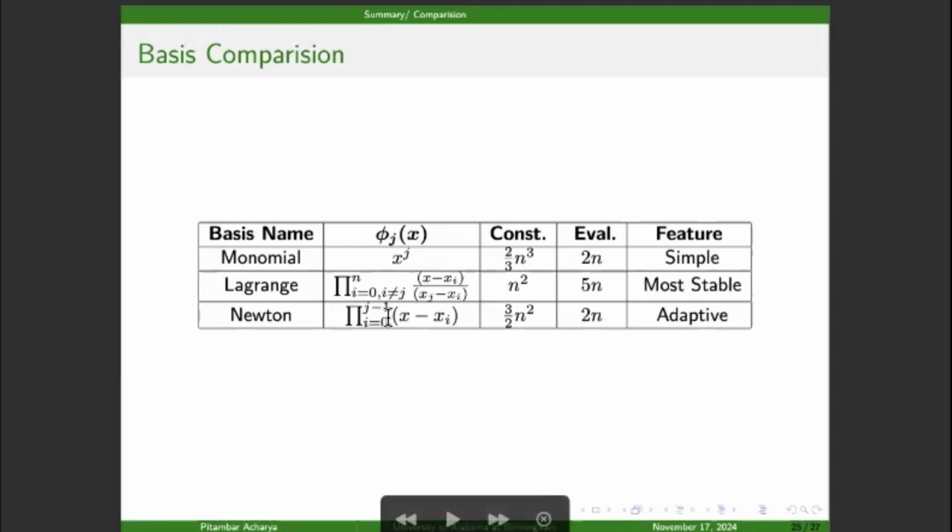However, in the case of the Newton basis, the construction cost is in the order of n squared, similar to Lagrange. The evaluation cost is also similar to the others, but it is adaptive. Adaptive in the sense that it is a sequential construction. It can be adjusted dynamically. The advantage of the Newton polynomial interpolant is that it is easier to evaluate than the Lagrange polynomial. Also, when we add a new data point, it is very easy to handle because the computation processes one step at a time.